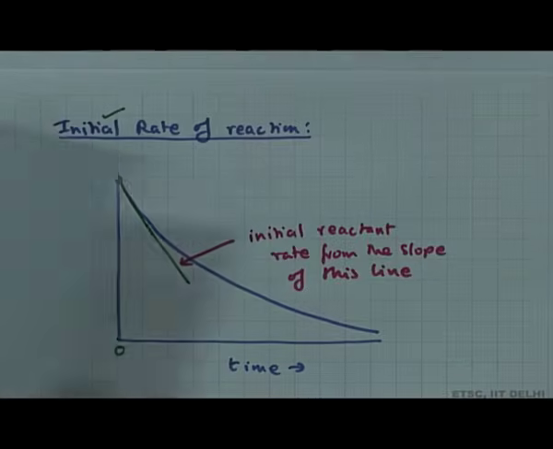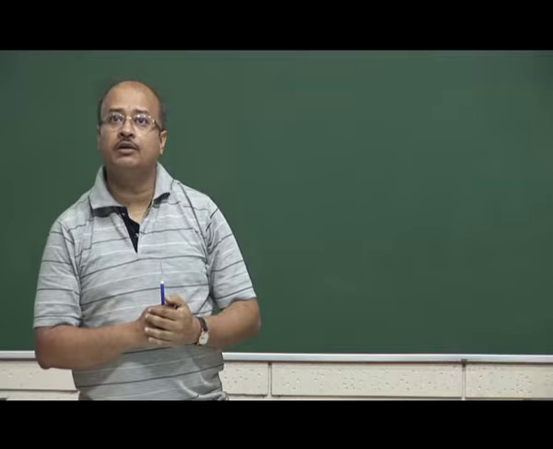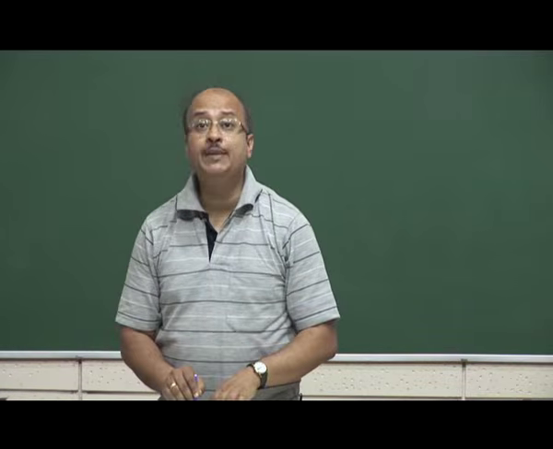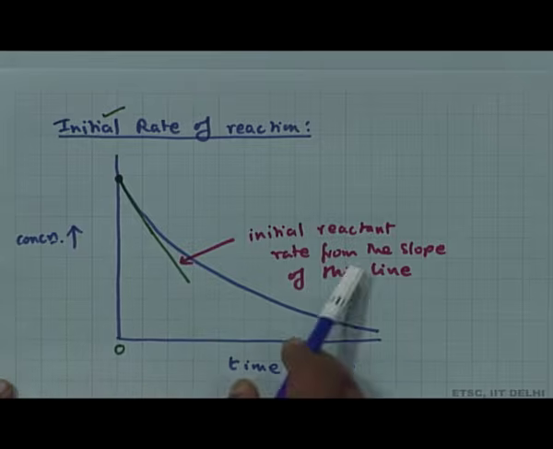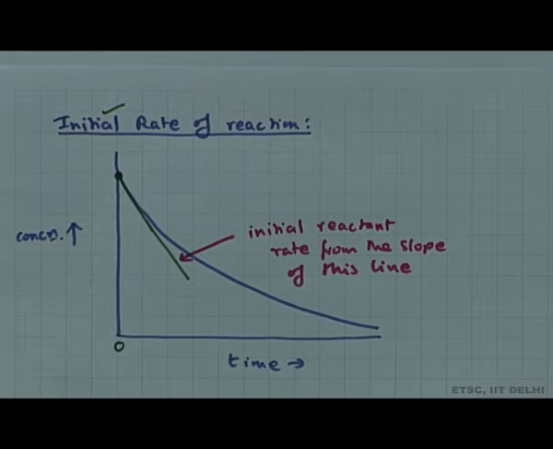Then we moved on to the initial rate of the reaction. The initial rate, as the name suggests, is at the very beginning of the reaction, very close to time 0, which is the initial point of the reaction. You can see from here that the initial rate can be obtained from the slope of the tangent at that point.